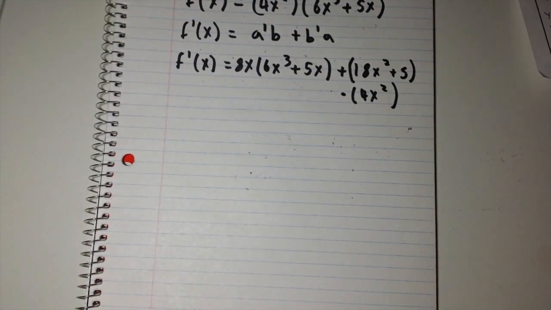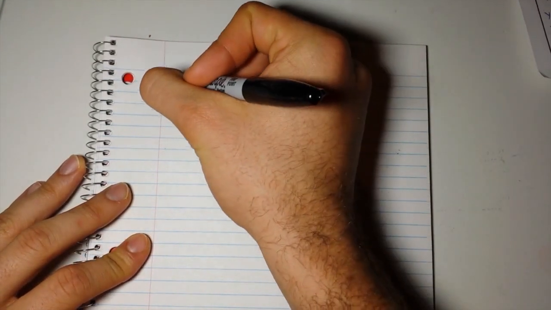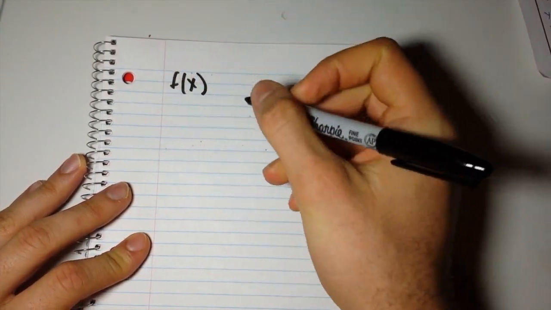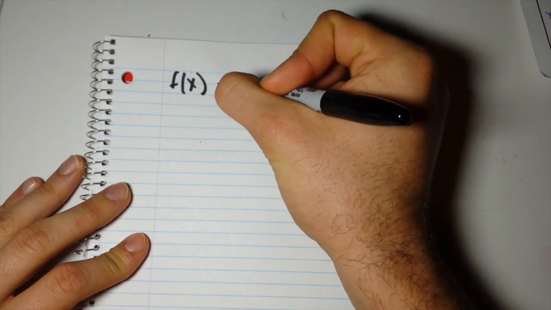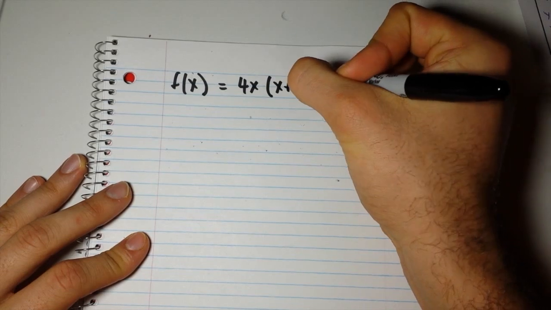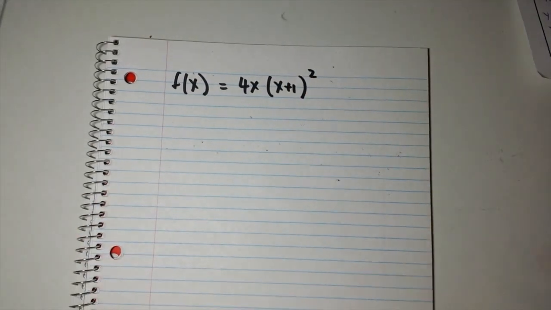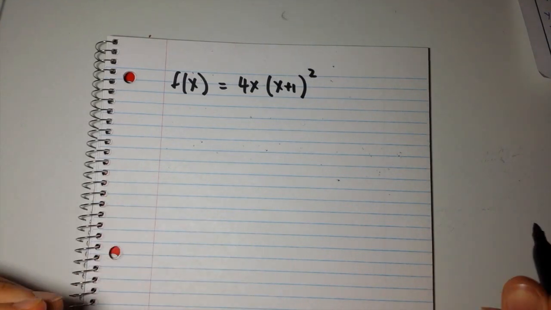All right, so the example I've written up for you guys is, perhaps we'll do this on a new page. So here we have f of x equal to 4x times x plus 1 squared. Fairly easy function, but we know that there's a product rule involved there.